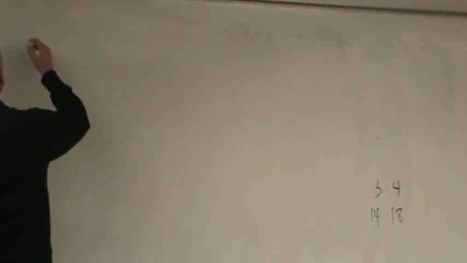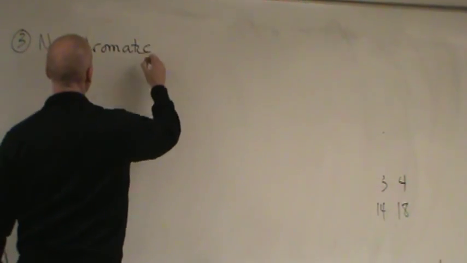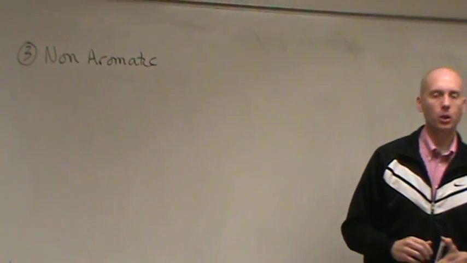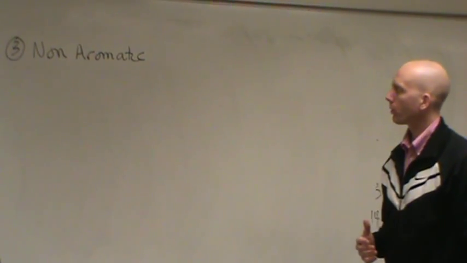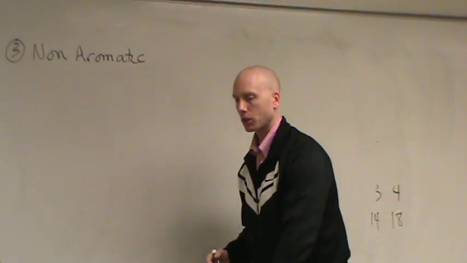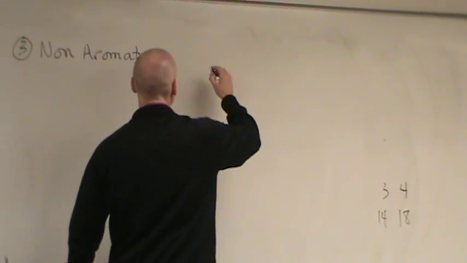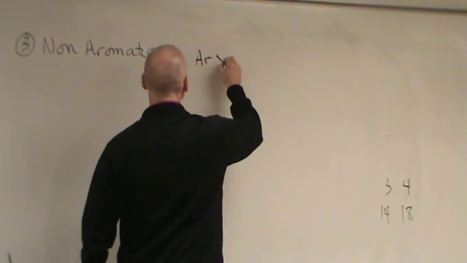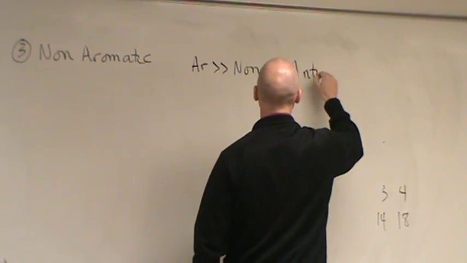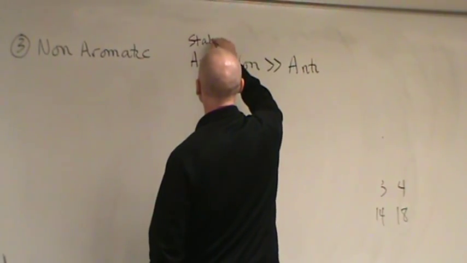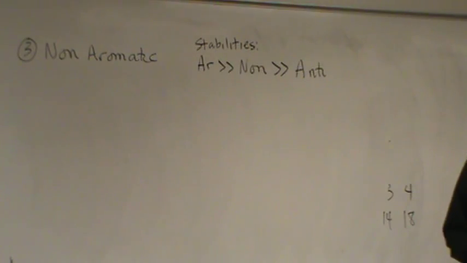The last rule deals with if a molecule is non-aromatic. So what would it mean if something is non-aromatic? If something is non-aromatic, it's in between the stability of aromatic and anti. If you were to look at the stabilities here, aromatic is much more stable than non, which is much more stable than anti. So there's our stability series.